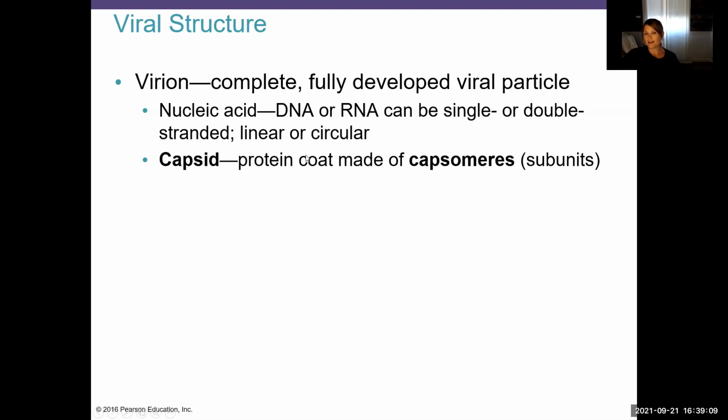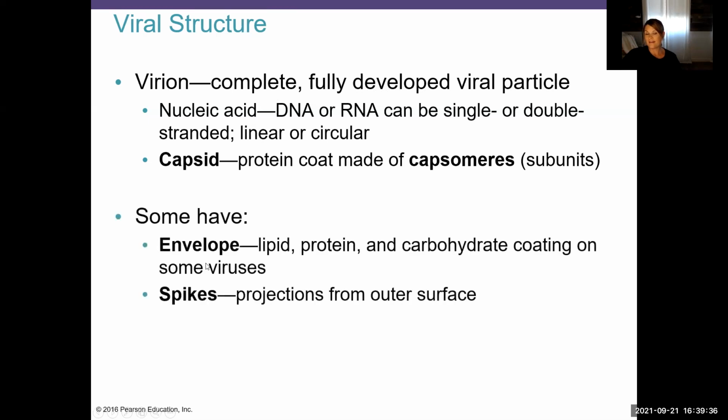And then that nucleic acid must be surrounded or protected by an outer coating called a capsid. It's a protein coat made of subunits called capsomeres. So there are little subunits in the capsid that are called capsomeres. A virion must consist of those 2 things, nucleic acid and a capsid, to be considered a full, complete viral particle.